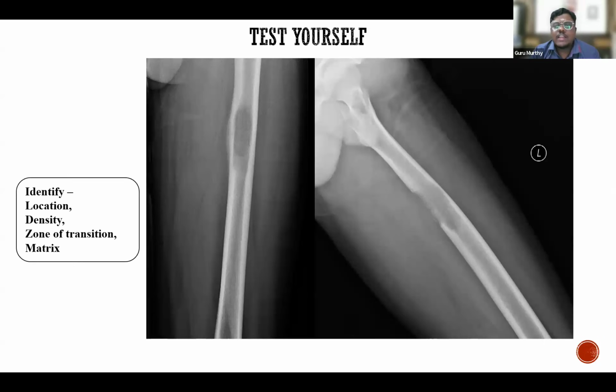So we'll reinforce all we have learned till now. There is a frontal and lateral radiograph of the thigh, in a fused, skeletally mature patient. I would like you to comment about the location of the lesion in the transverse position and longitudinal position. Comment about the density, the zone of transition and the matrix for this particular lesion.